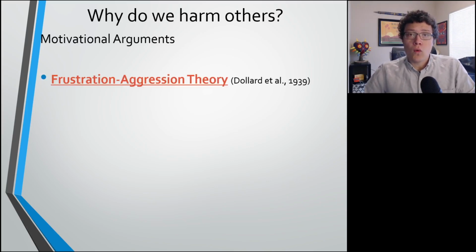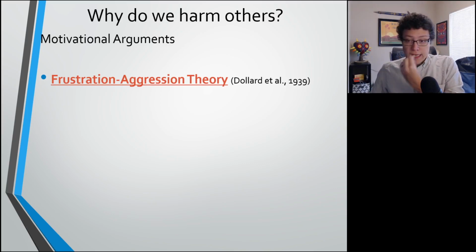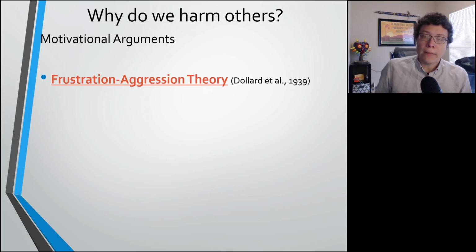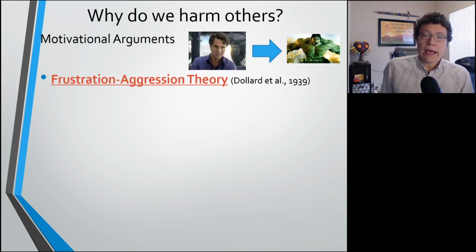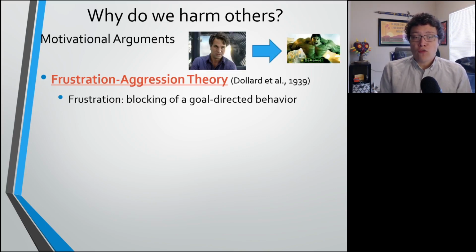And one really famous theory is the frustration aggression theory by Dollard and colleagues. The idea behind this is more or less that, you can almost call it the Hulk effect, that when we become frustrated, which happens because we are unable to meet a goal, we might get really angry. So frustration comes from blocking a goal-directed behavior.